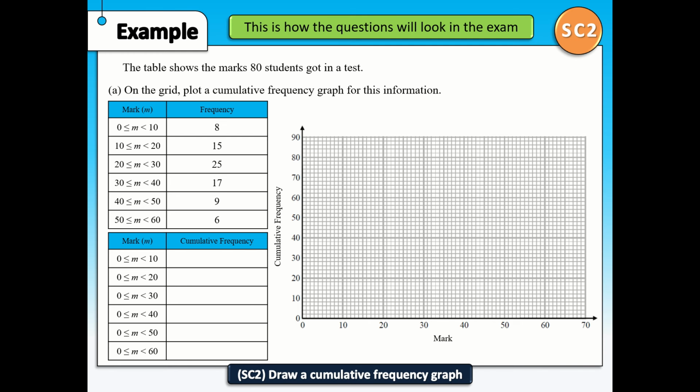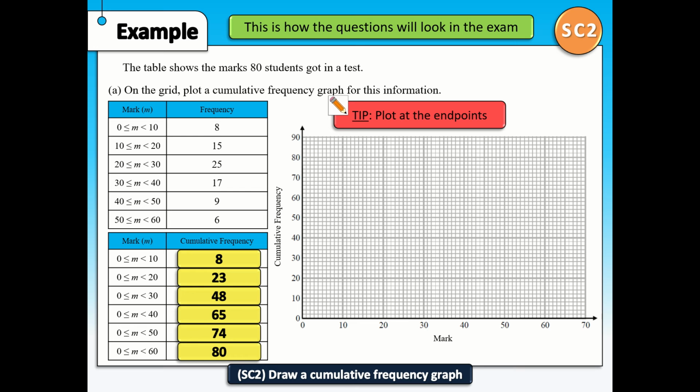So the table shows the marks of 80 students that sat a test. We want to plot the cumulative frequency graph for this information. So first of all, we need to fill in the cumulative frequency table. So we start with 8, then we add on 15, then we add on 25, then we add on 17, then we add on 9, and then we add on 6. Now we can plot these on the graph.